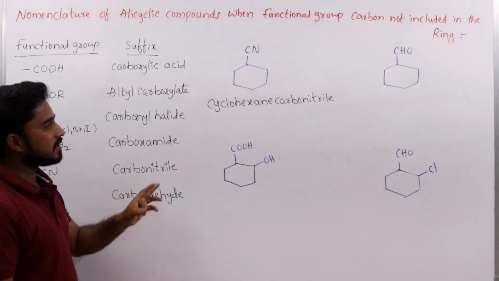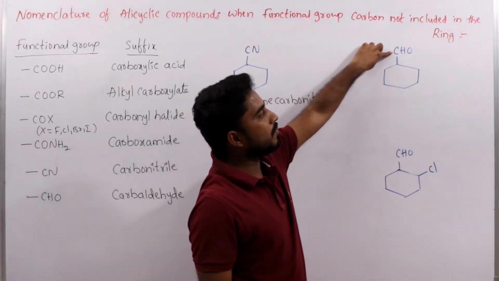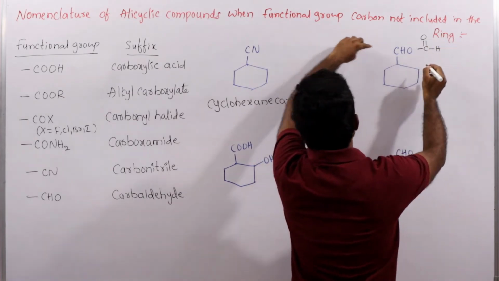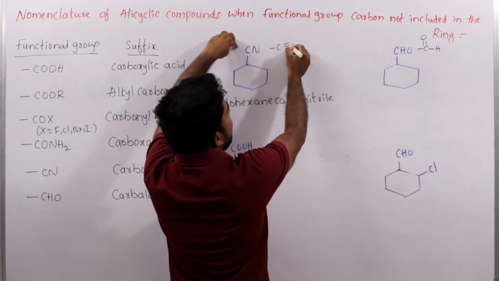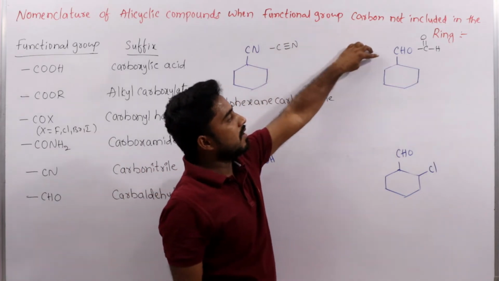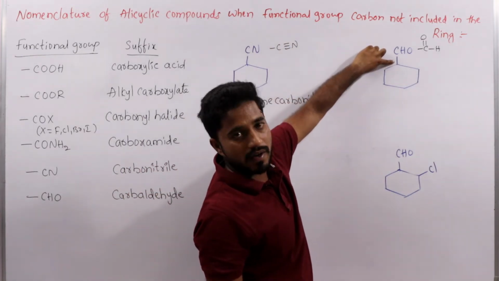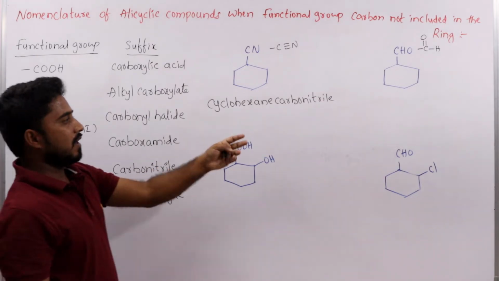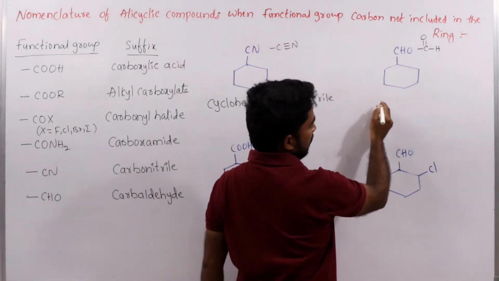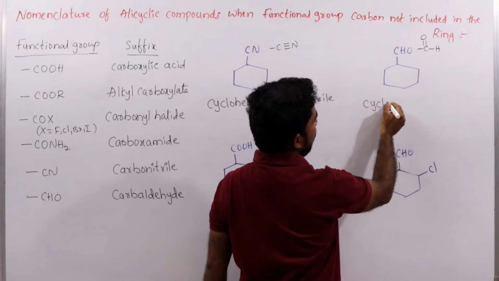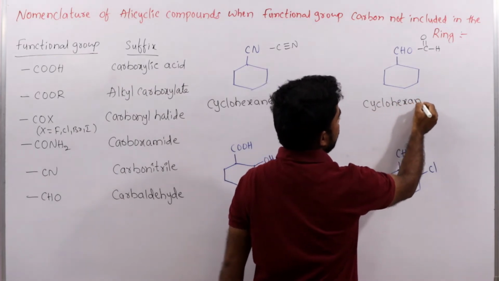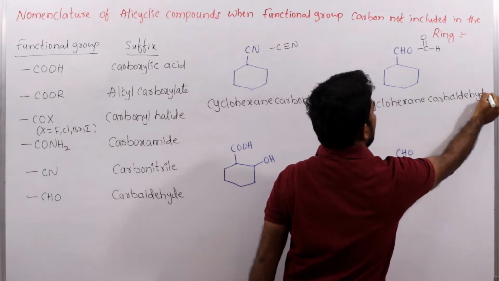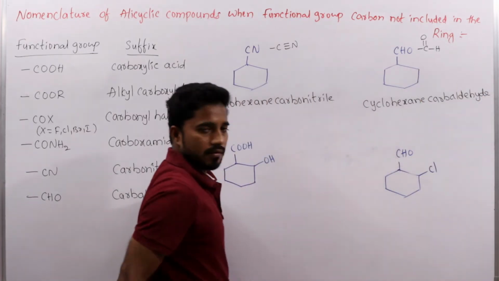Let us take the next example. CHO functional group. This we can also write as C double bond O H, and the CN we can also write as C triple bond N. CHO is bonded to the cyclohexane ring. Then we have to use the suffix carbaldehyde. On which cyclic ring is it bonded? The cyclohexane ring. That's why we write cyclohexane carbaldehyde. Cyclohexane carbaldehyde is the name of this molecule.